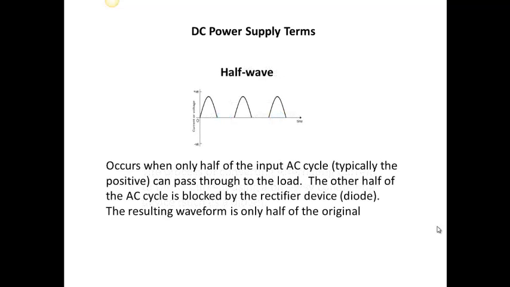Half wave, if we just use one diode, then we generally just get the first half of the waveform through, the positive, and we lose the negative, which gives us half wave rectification.